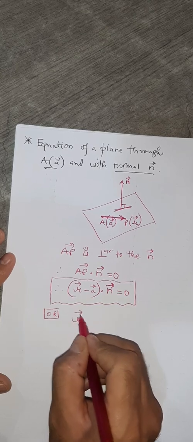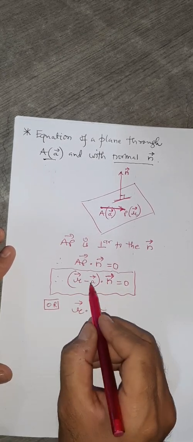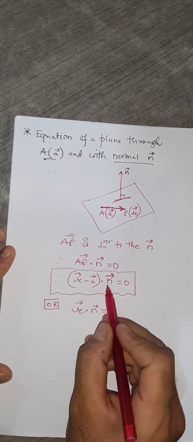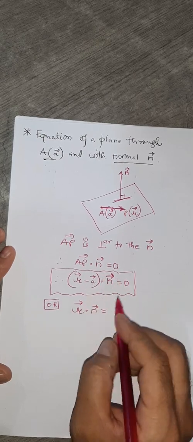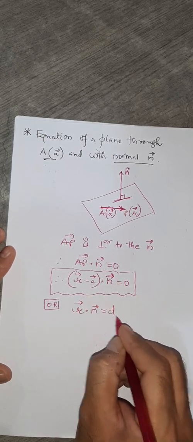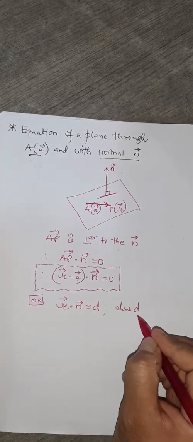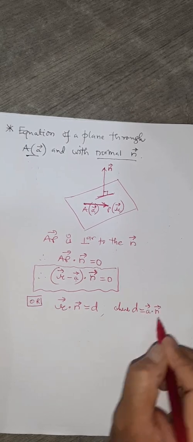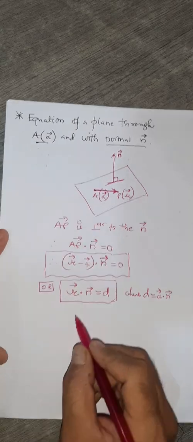So vector r dot vector n equals vector A dot vector n, which is some fixed vector, this is also a fixed vector. So the dot product of two vectors is a scalar, so we write small d. Where d is given by vector A dot vector n. So this is also a commonly used form.